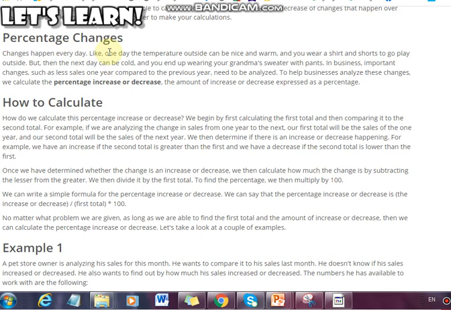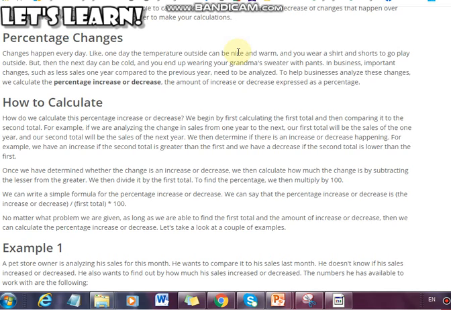Changes happen every day. Like one day the temperature outside can be nice and warm. We know that when the temperature outside is nice and warm, it's more hot, the temperature is higher, and you wear a shirt and shorts to go out to play. But the next day it can be cold. You all know that when it is cold, the temperature decreases, it comes down. When it was warm, the temperature was rising, it was increasing in value. But when it is getting colder, the value is coming down, the value is decreasing. You end up wearing your grandma's sweater with pants.